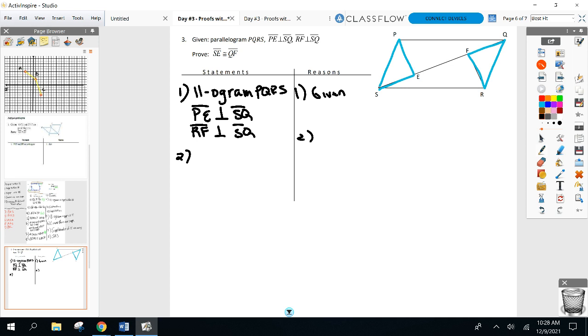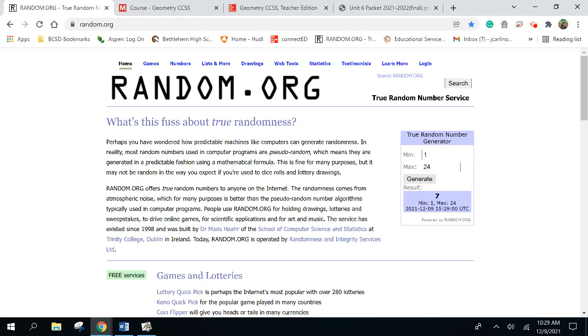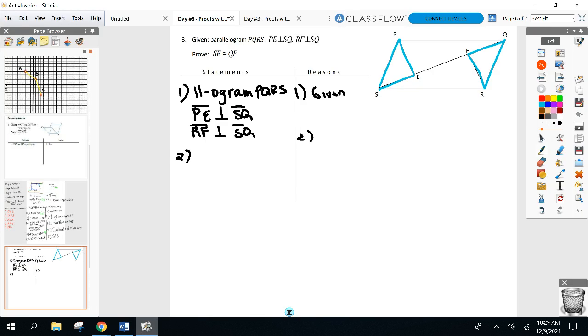Give me a pair of sides or angles in those triangles that have to be congruent. Talk me through it. PES and QFR, because they're right angles. Okay, let's do this right now. It's going to be a two-step process like usual. So I have angle PES and angle QFR are right angles.